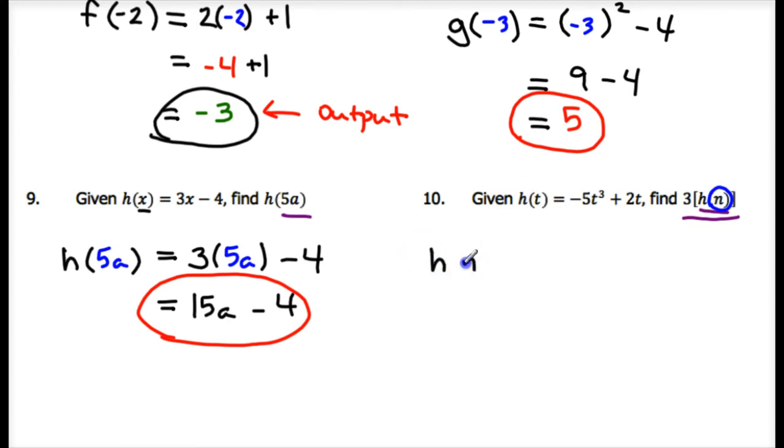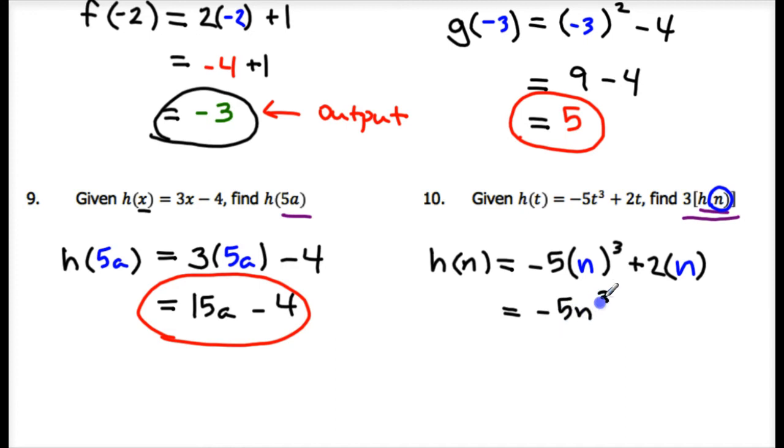h of n is going to be equal to -5 times, again, my input value is going in place of t. So I'm going to put an empty set of parentheses where those t's were up here, and I'm just plugging in an n instead of t. So this really isn't too exciting. All you're doing is replacing t with n for this. So you get -5n cubed now plus 2n.